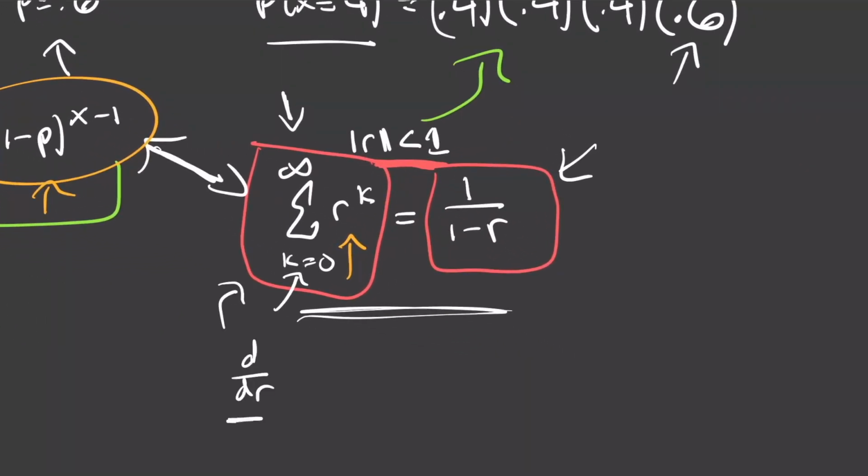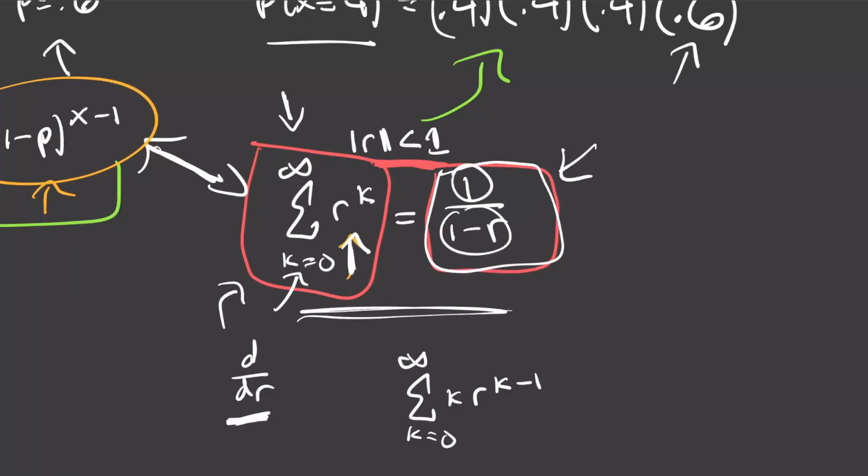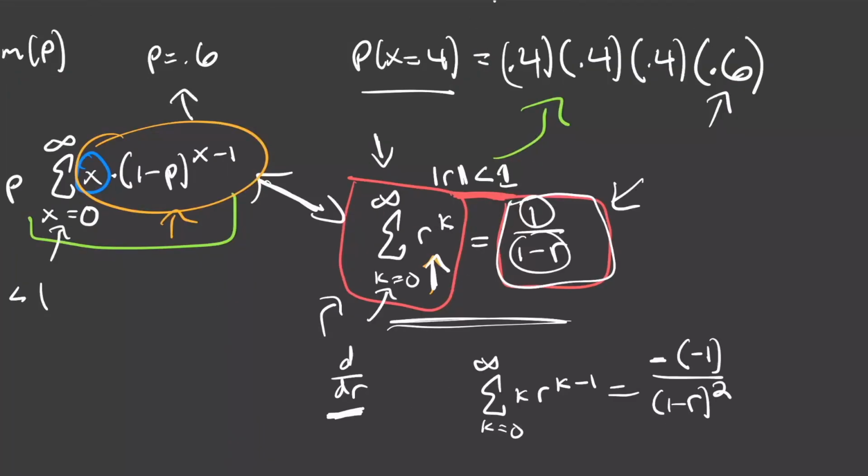sides here. So when I take the derivative with respect to r of the left-hand side of my equation, I'm going to get the sum from k equals 0 to infinity of k times r to the power of k minus 1. On the right-hand side, what's the derivative with respect to r? Well, I can do low d high minus high d low. So in that case, it's going to be negative 1 all over low squared, which is 1 minus r squared.